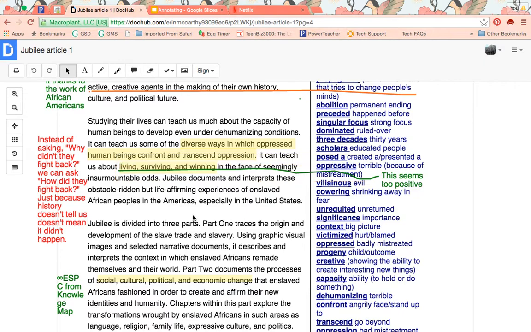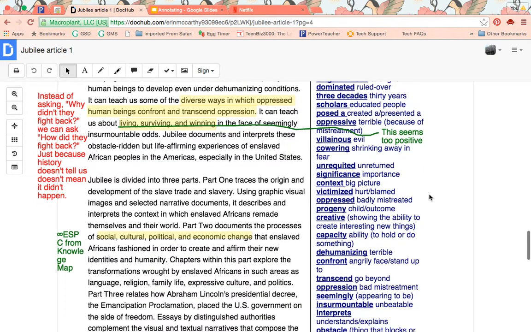Although I do think, just from what I know about slavery, it's starting to feel like living, surviving, winning. You're a slave. Are you winning? This seems awfully positive to me. How are you winning if you're still a slave?